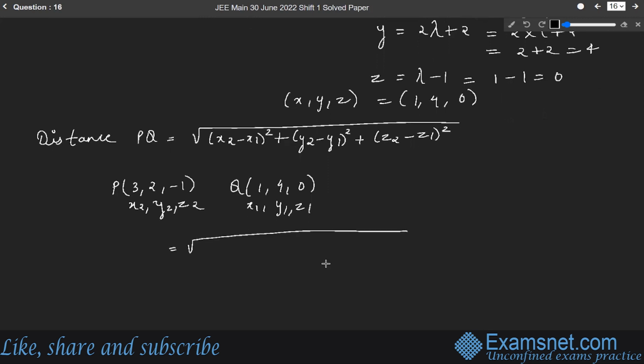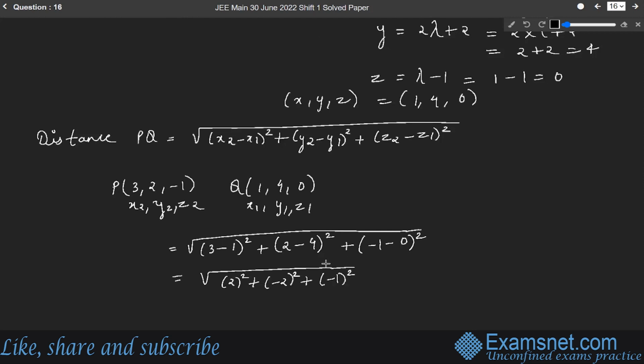So it will be under root of x2 minus x1. What is x2? 3 minus x1. x1 is 1 square plus y2 minus y1. y2 is 2, y1 is 4 square plus z2 minus z1. What is z2? Minus 1 minus z1. z1 is 0 square. So this will be 3 minus 1 square, 2 square plus 2 minus 4 square, minus 2 square plus minus 1 minus 0 is minus 1 square. So it will be under root of 2 square is 4, minus 2 square is also 4 and minus 1 square is 1. So 4 plus 4 plus 1 is under root of 9. And what is root 9? It is equal to 3.